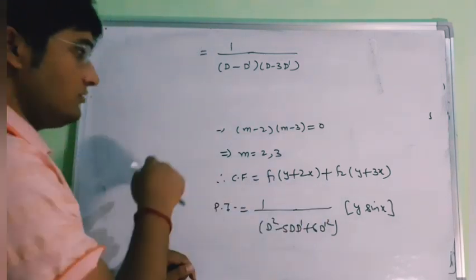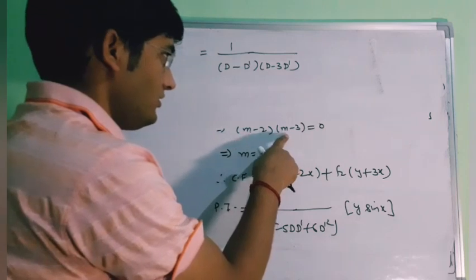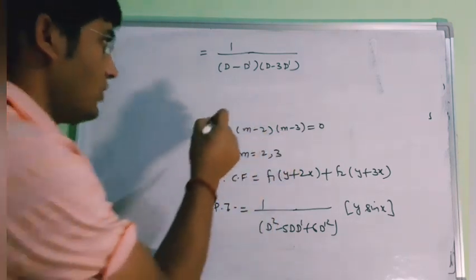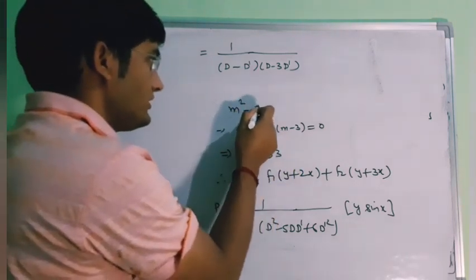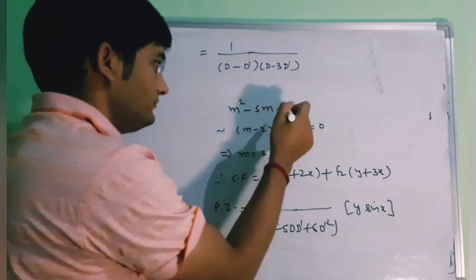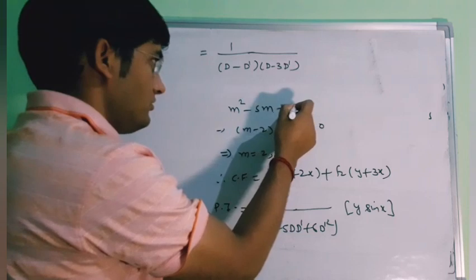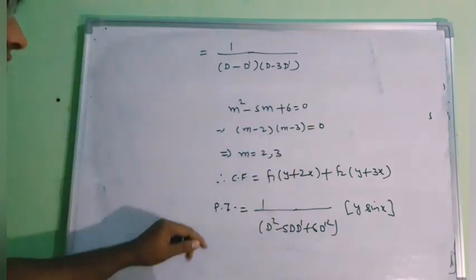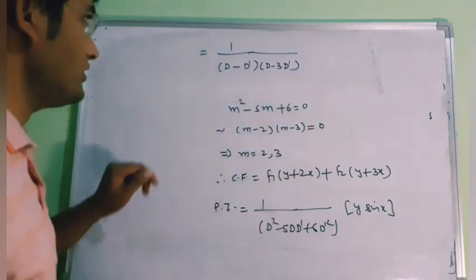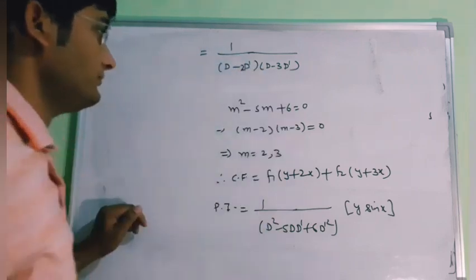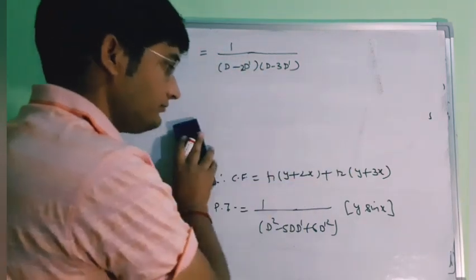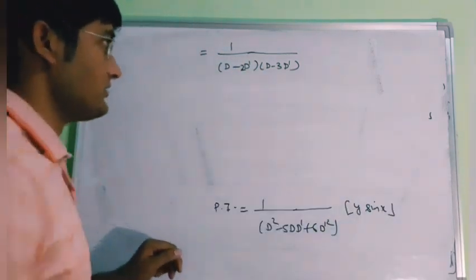I think there is something wrong. Our auxiliary equation was m² minus 5m plus 6, this was equal to 0. So our factor was D minus 2D'. Here we will have 2D'. In the bracket we have y sin x.